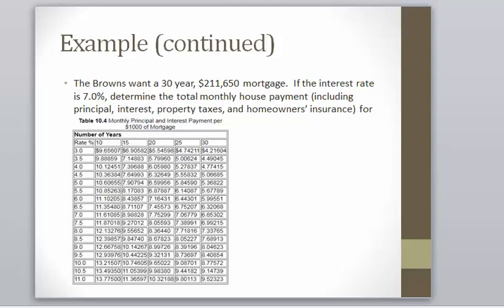This table gives us the monthly principal and interest payment per $1,000 of mortgage. That's important. So what I need to do first is figure out, if they're going to borrow $211,650, how many thousands of mortgage that is. So I'm going to divide this by 1,000, simply because that is how the table is set up. The table is set up per 1,000.